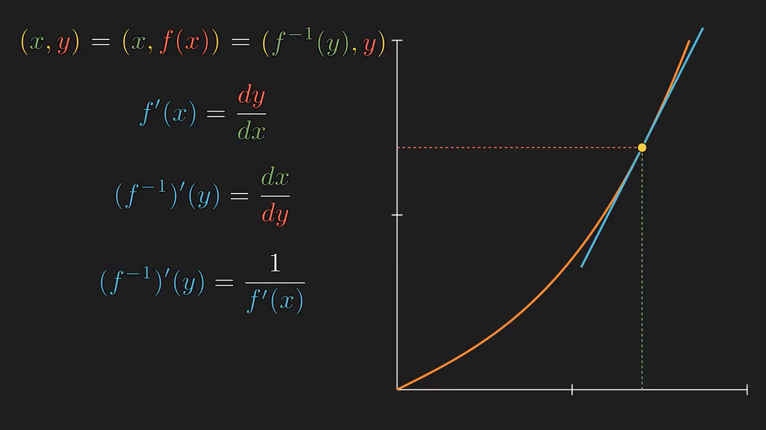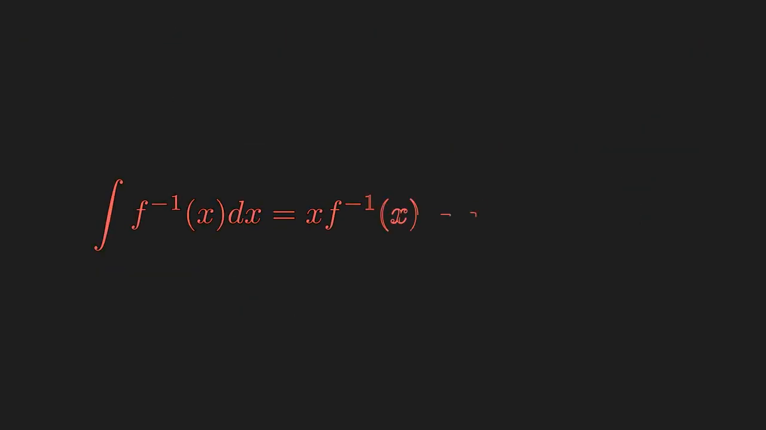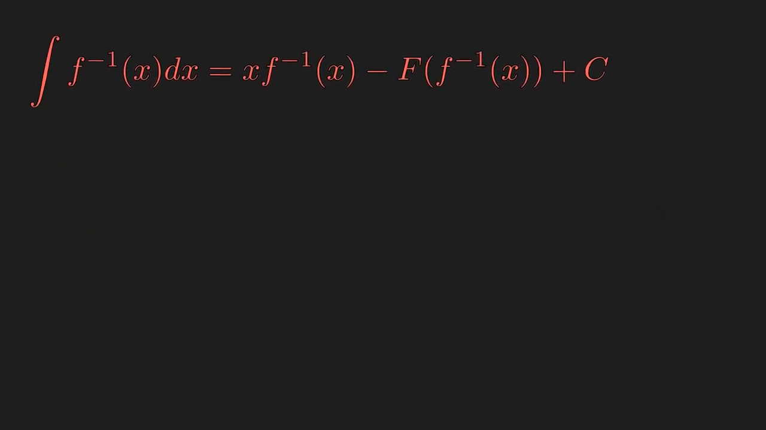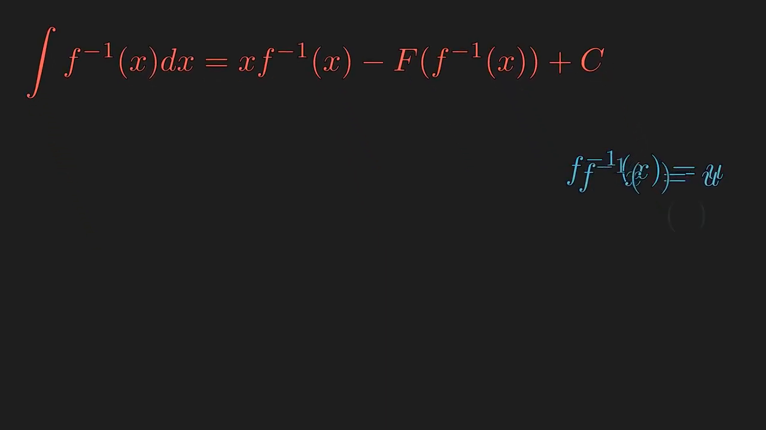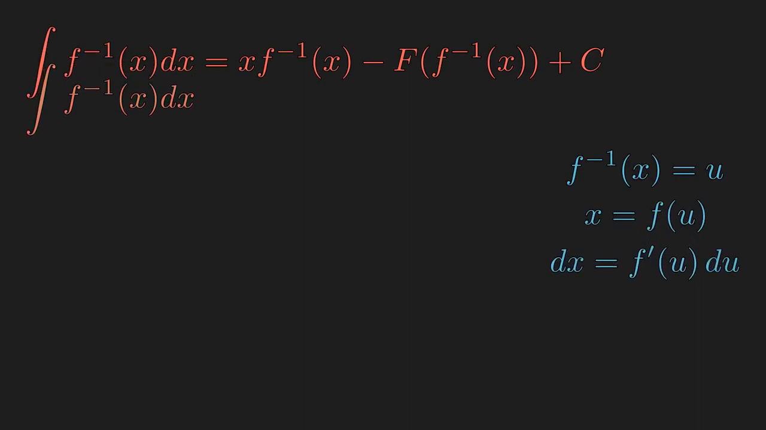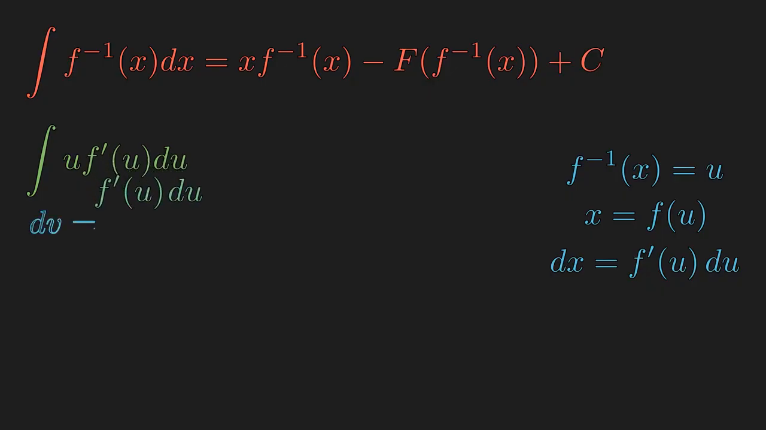Now, how about integrals? Algebraic proof isn't that hard, and we will start with the same substitution. But this time, we will keep the differential du on the right side. Then, we can substitute the integrand and the differential. Now, we want to integrate this by parts. So we can let u be u, and dv be f prime of u du.